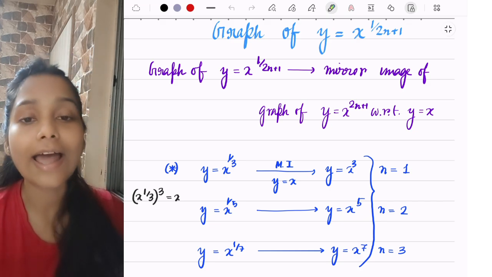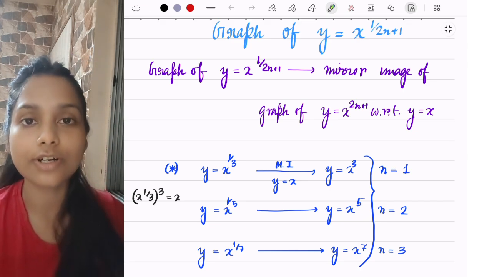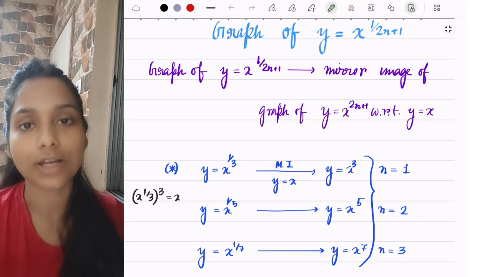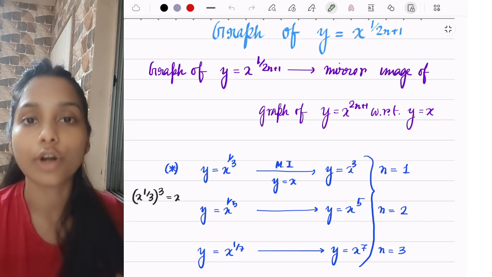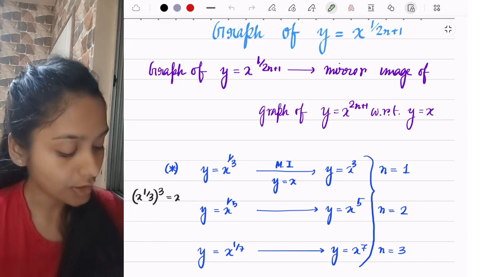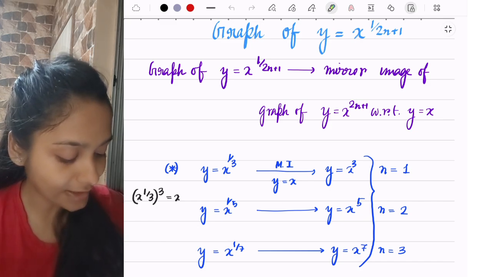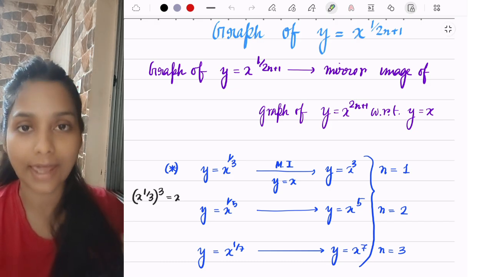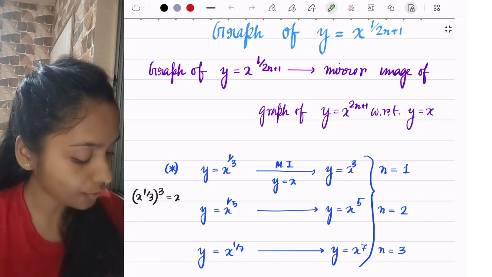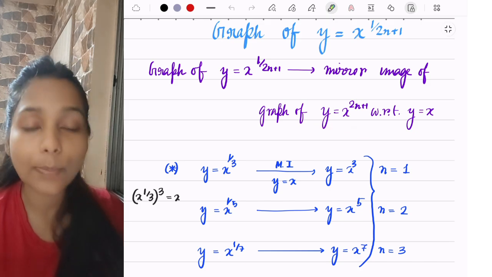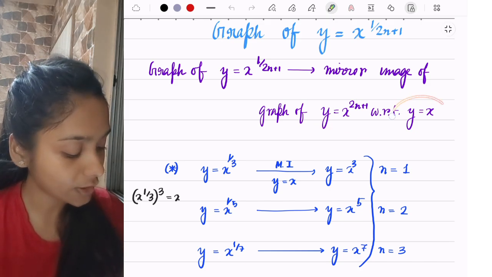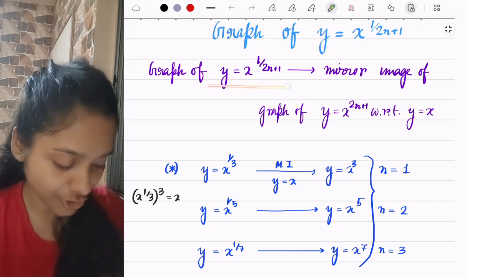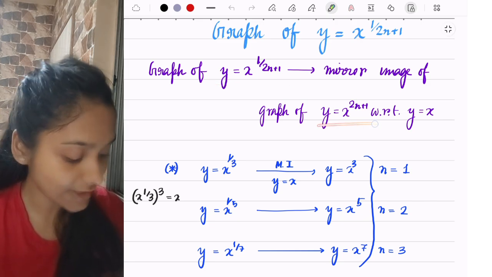I have already discussed the inverse function and how to plot them in the previous two videos. Please check out those two videos for understanding these concepts. Now we can see that the graph of y equals x power 1 by (2n+1), which we aim to plot, is a mirror image of y equals x power (2n+1) with respect to the y equals x straight line. This happens because this function here is the inverse of this function.